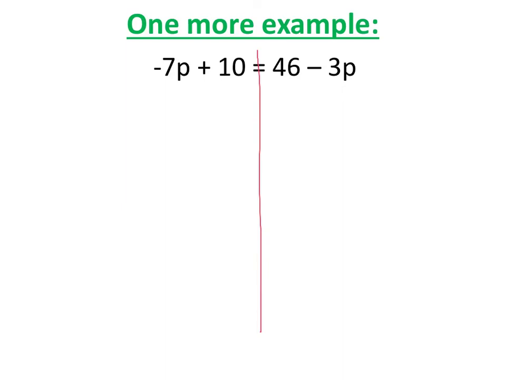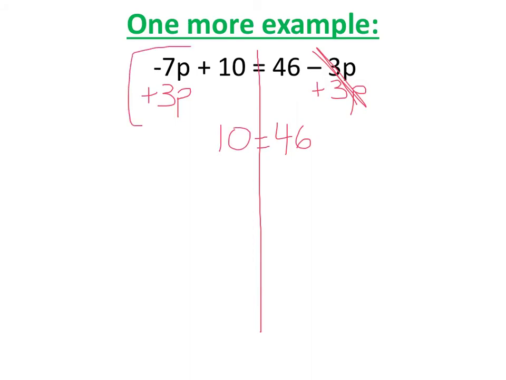Okay, so the opposite of negative 3p is positive 3p. So I'm going to do that on both sides. These cancel out. I bring down the 46. I bring down the equal sign. I bring down the 10. And now you'll notice I wrote the plus 3p underneath that negative 7p because those are the like terms. Those are the terms that I'm going to combine. So negative 7p plus 3p is negative 4p.